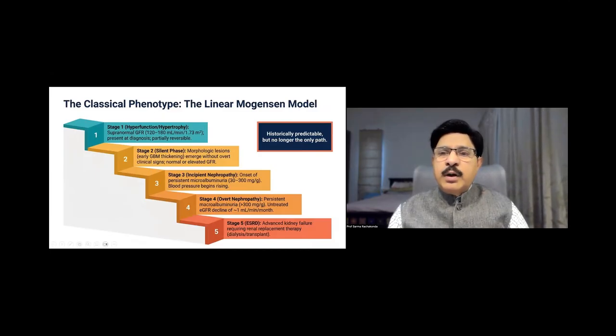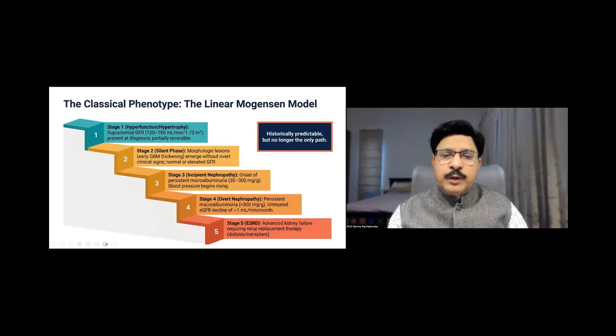Historically predictable, but no longer the only path. What was the historically predictable? Hyperfunction, then silent phase, then the incipient nephropathy, then overt nephropathy, and end stage renal disease. This is okay. Around 40 or 50% of people will go like this. That is the classical type.